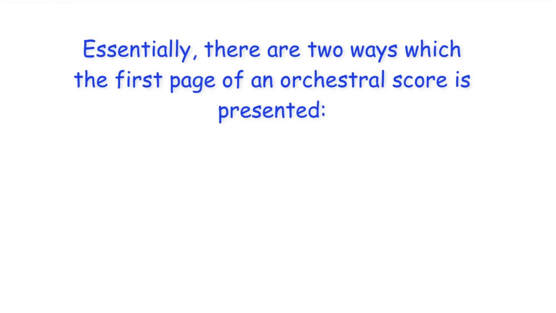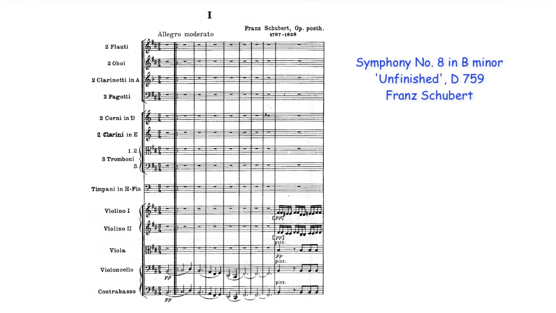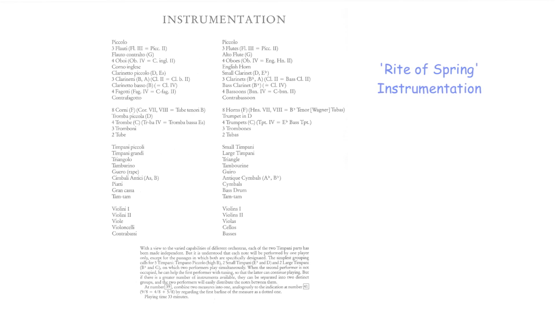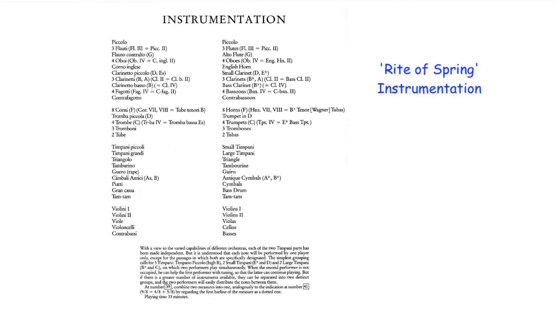Essentially, there are two ways in which the first page of an orchestral score is presented, as here, where all instruments are shown, or here, where instruments are introduced as required. Typically with the second score type, a preceding page will list the instrumentation and may include some other instructions.